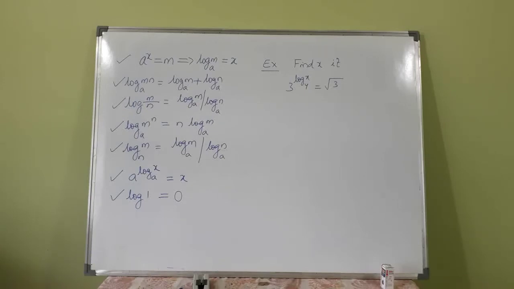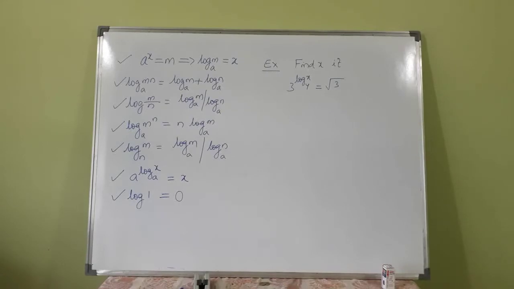Very first, all these logarithm functions are based on indices, exponents. A raised to x is, suppose, m, then log m to the base a is equal to x. This is the definition of logarithm. Log mn, the product of m into n, to the base a is equal to log m to the base a plus log n to the base a. This is the first law.